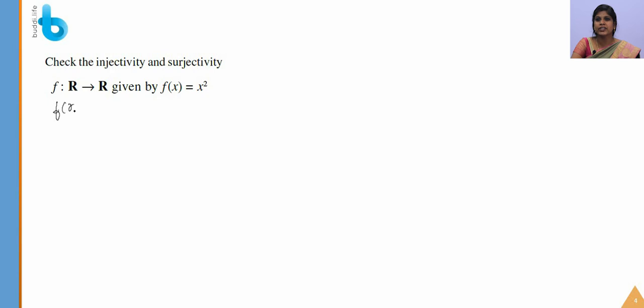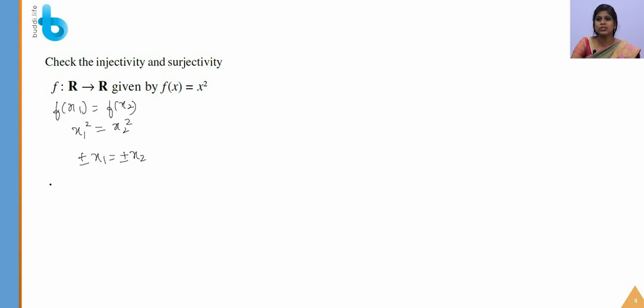See, let us take f of x1 equal to f of x2. So f of x is what? x square. Therefore f of x1 is x1 square equal to x2 square. See, it is a square function, so you will have plus or minus x1 equal to plus or minus x2. You will not directly have x1 equal to x2. Therefore it is not one-to-one.